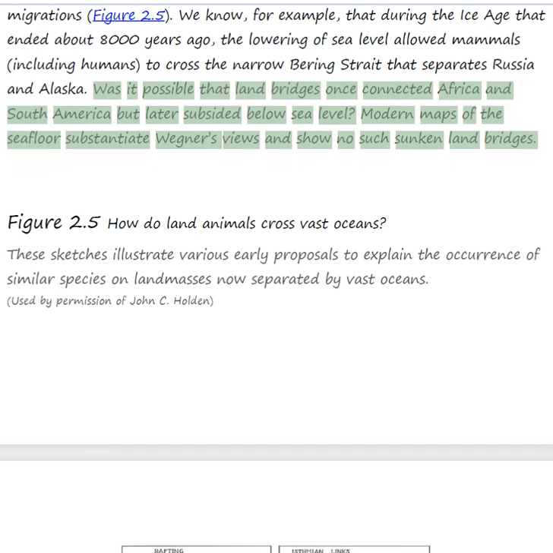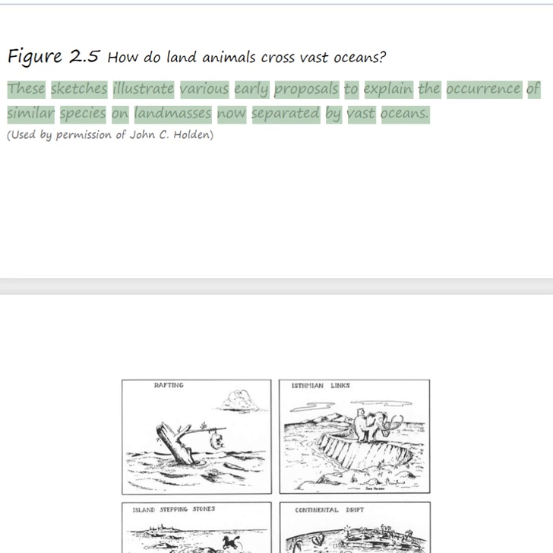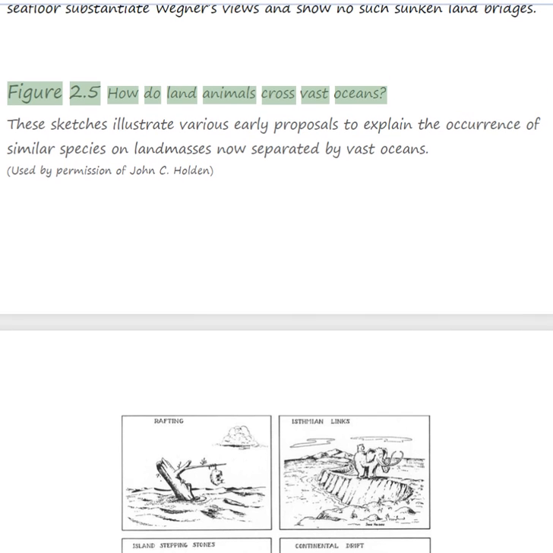Was it possible that land bridges once connected Africa and South America but later subsided below sea level? Modern maps of the seafloor substantiate Wegener's views and show no such sunken land bridges. These sketches illustrate various early proposals to explain the occurrence of similar species on landmasses now separated by vast oceans. Figure 2.5: How do land animals cross vast oceans?